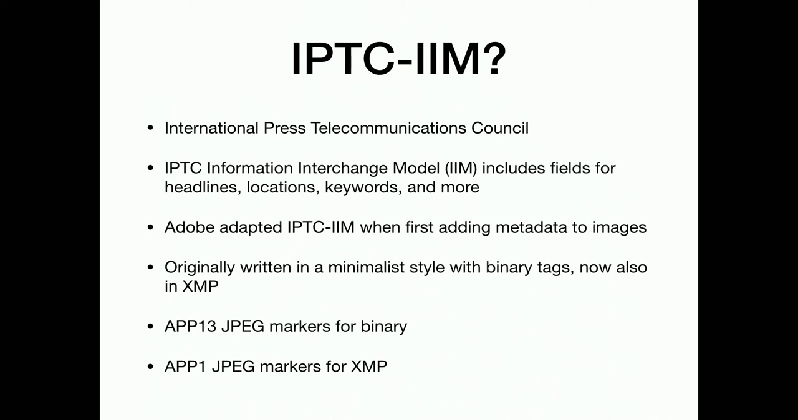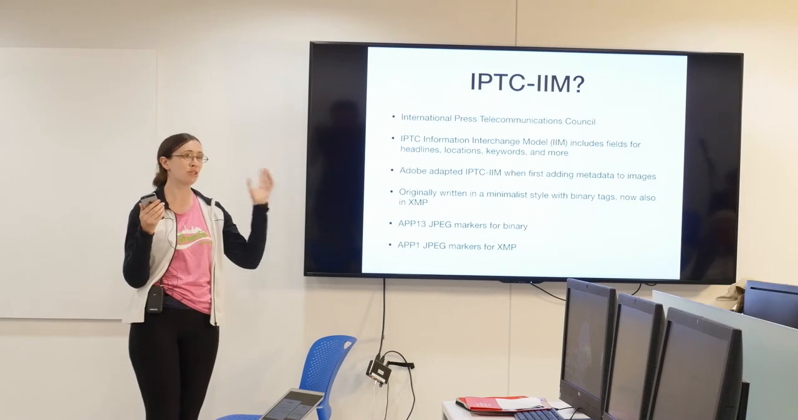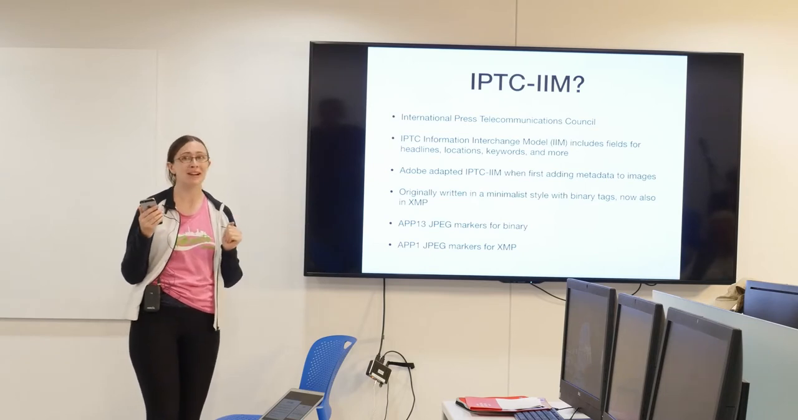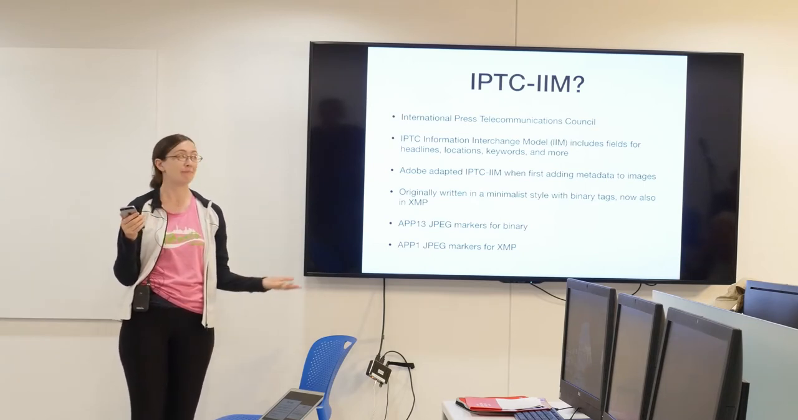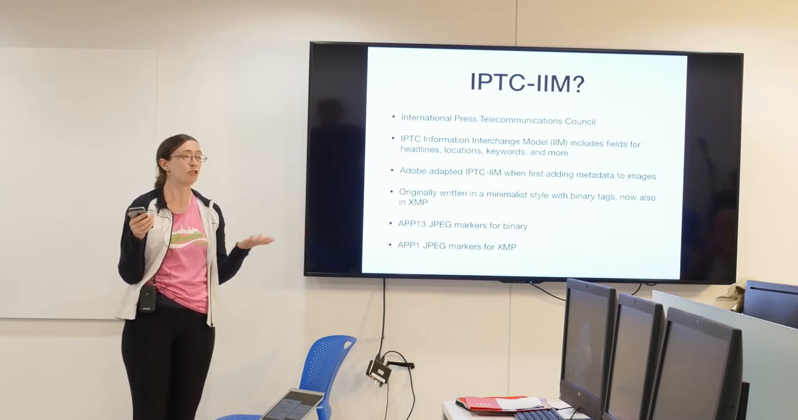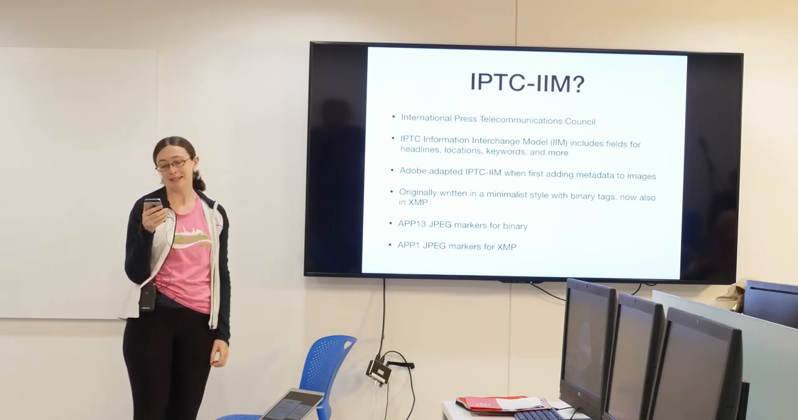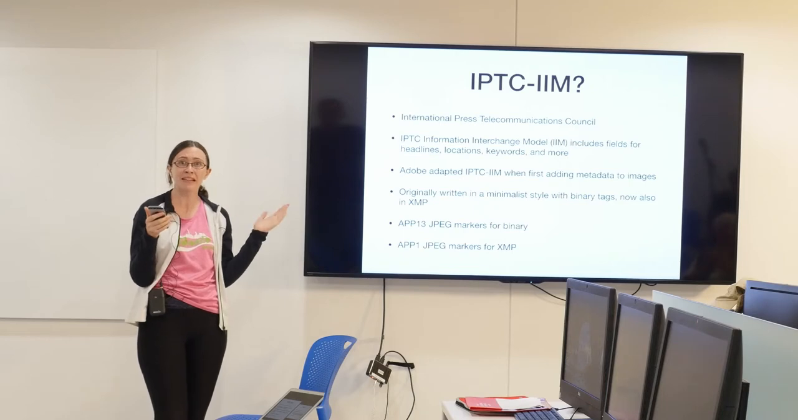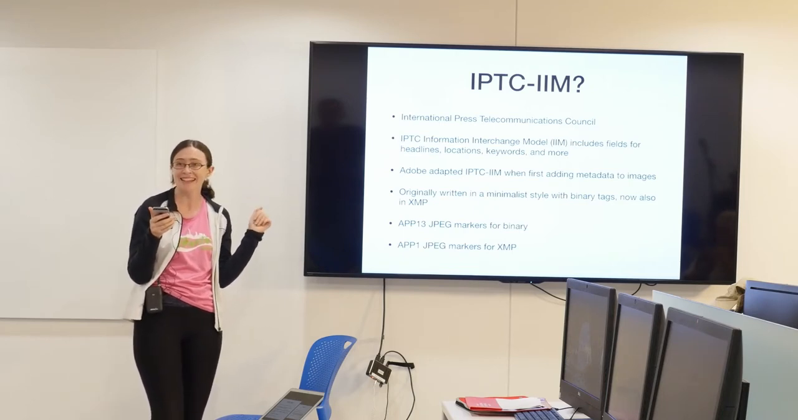IPTC-IIM, also mentioned earlier as a source of metadata, was created by the International Press Telecommunications Council, their Information Interchange Model. It's a massive directory of data that can be embedded about landmarks and photographers, licensing agencies, and pretty much anything a press agency would want to know about some information. I mean, that's kind of what they are. Adobe found it useful and embedded it, first in APP13, but we now have the more modern stuff as XMP, which is a great big blob of XML, in another APP1 segment.